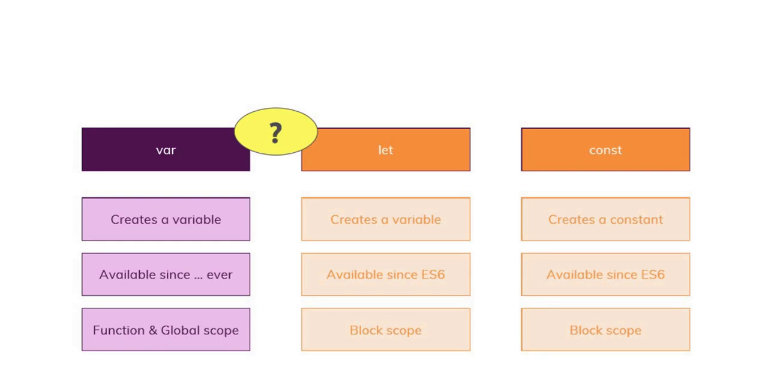The difference between var, let, and const is that when we store a value in a variable, in const the value does not change throughout the program. In var and let it changes.